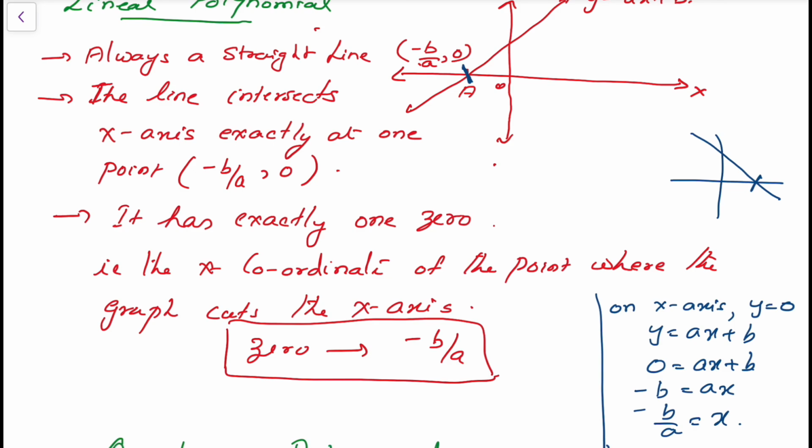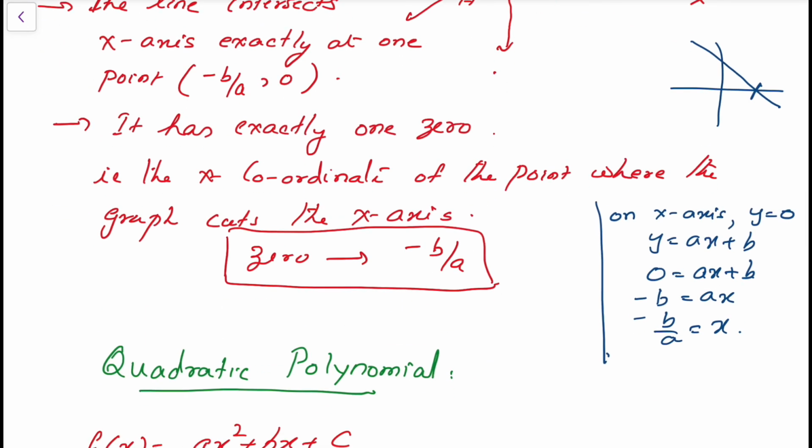The point is (minus b by a, 0), and the zero is minus b by a. You substitute this value in the equation y equal to ax plus b, and you will get the value of the equation as 0. If you want, we'll see y equal to ax plus b.